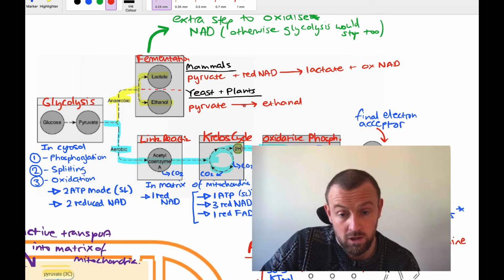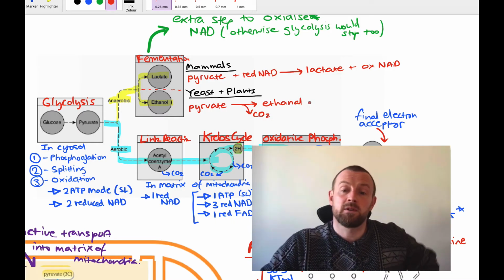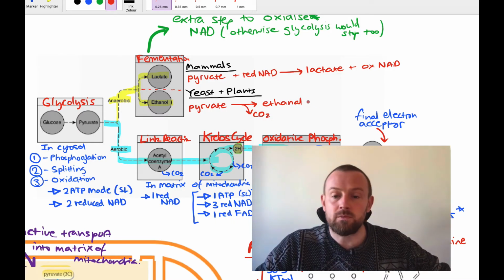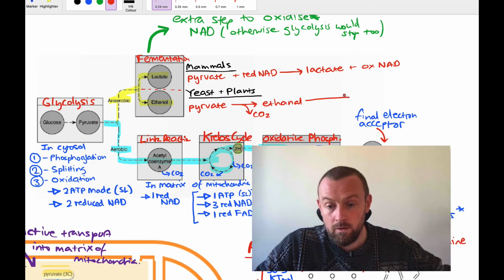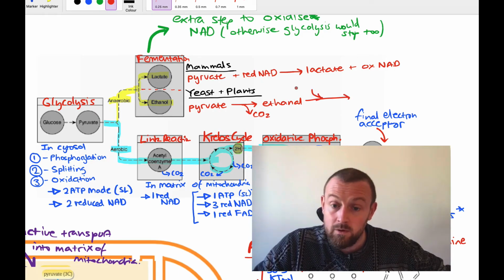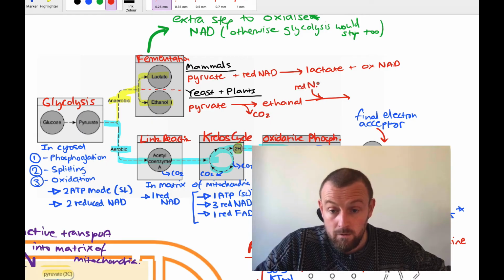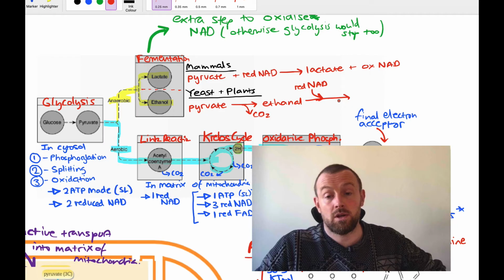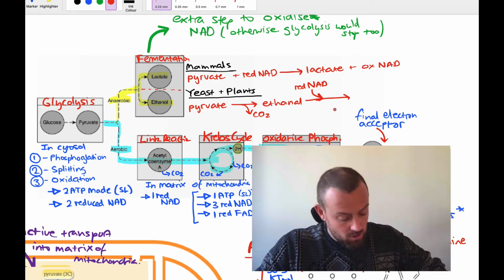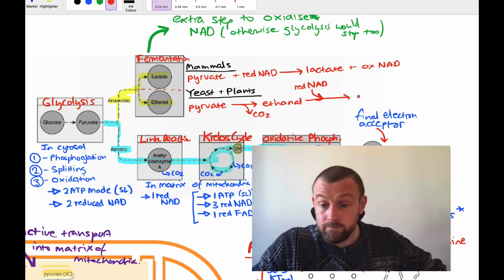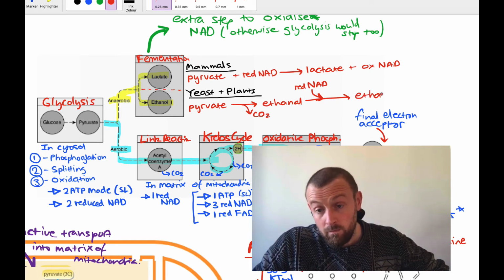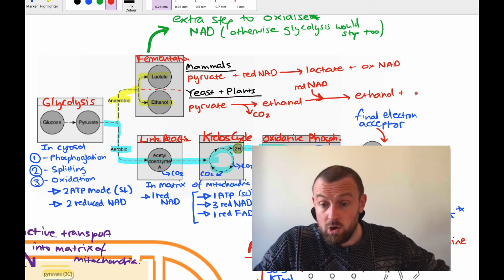And I'll just draw down here, we give off CO2 in that first step. And then I'll add going in there, reduced NAD. And then we use reduced NAD to hydrogenate ethanal to give it some hydrogen, which then turns it into ethanol plus oxidized NAD.